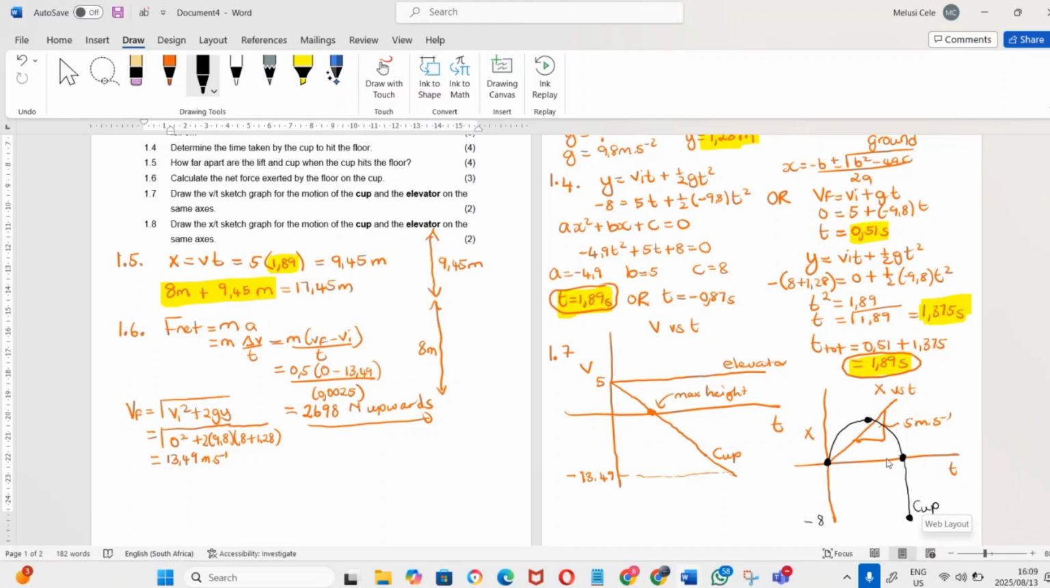And obviously, according to this, the reference point is where the cup actually falls. That's the reference point. Okay, and that's the elevator.